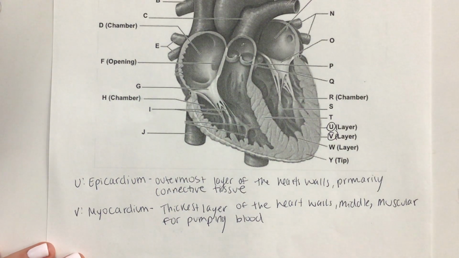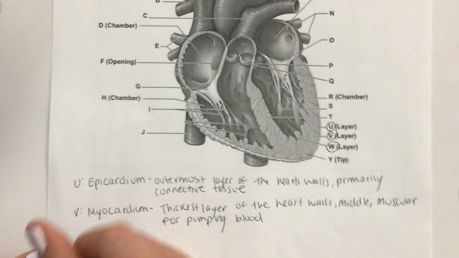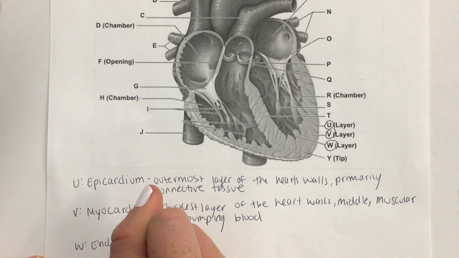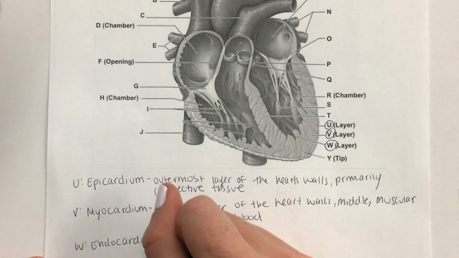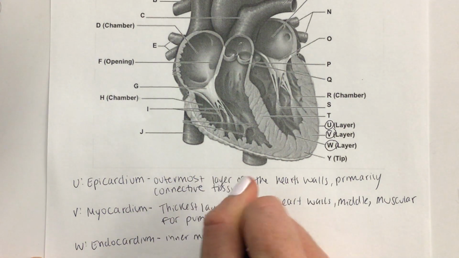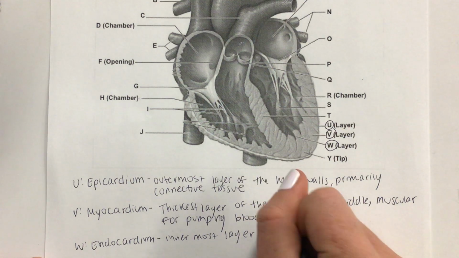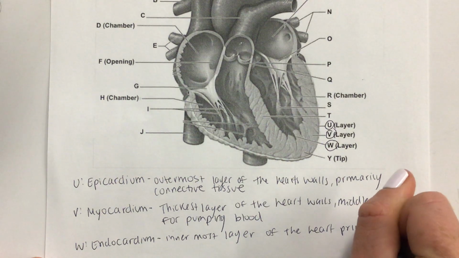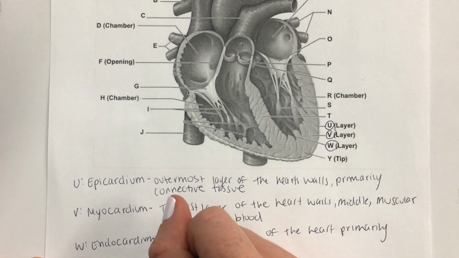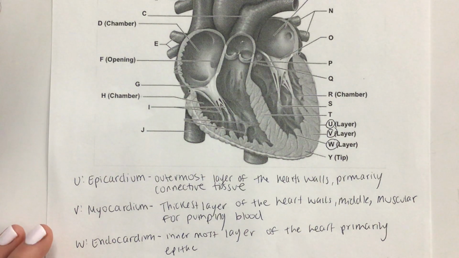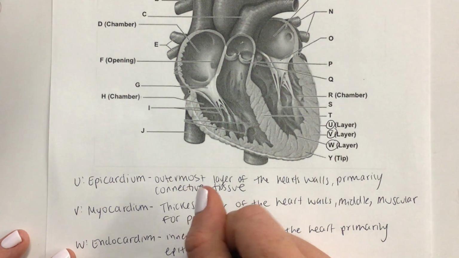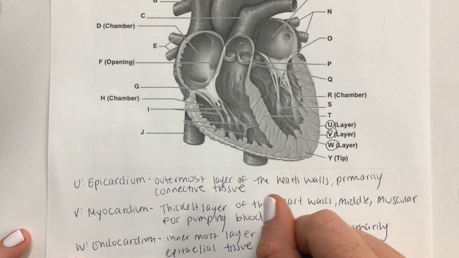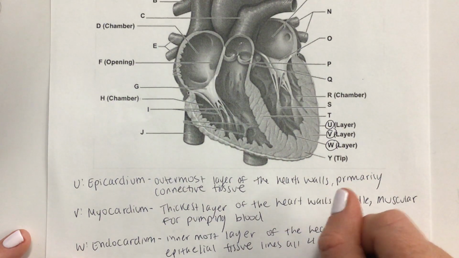Okay. And finally, letter W is the endocardium, and this is the innermost layer of the heart, primarily epithelial tissue. Just like we had epithelial tissue lining the respiratory system, we often see epithelial tissue as our inner lining, and it lines all the chambers, all 4 chambers of the heart.